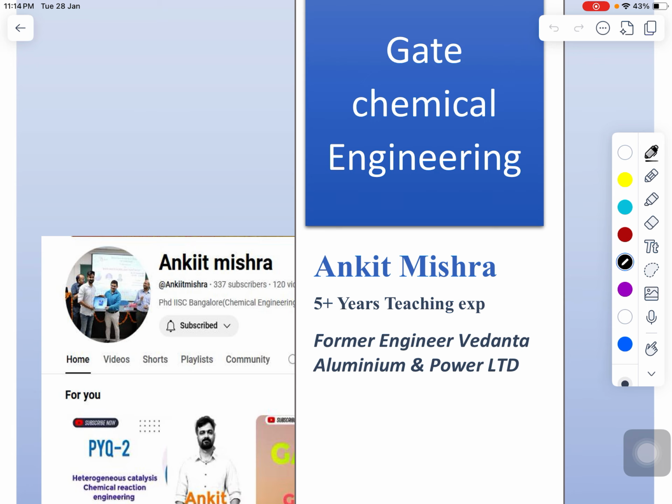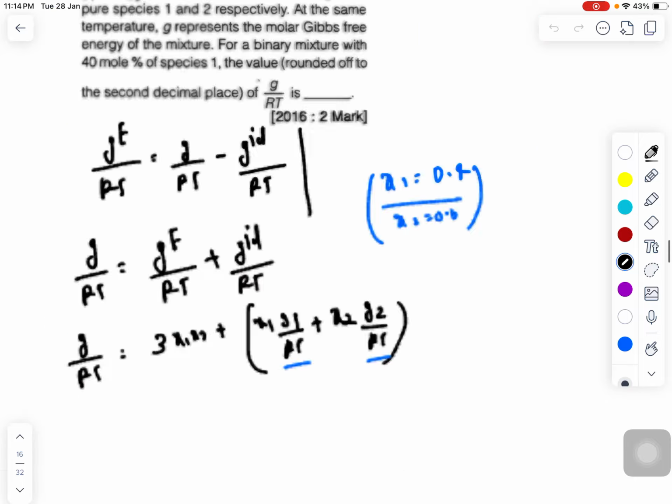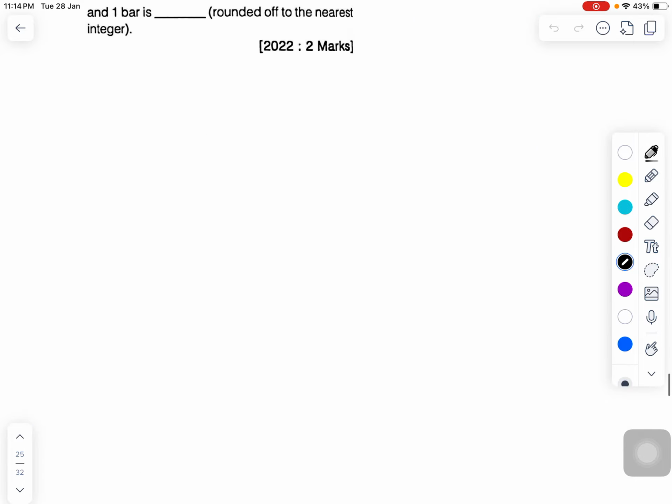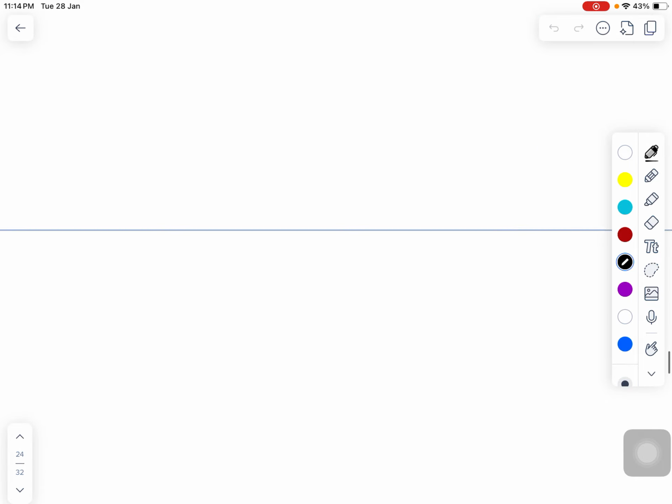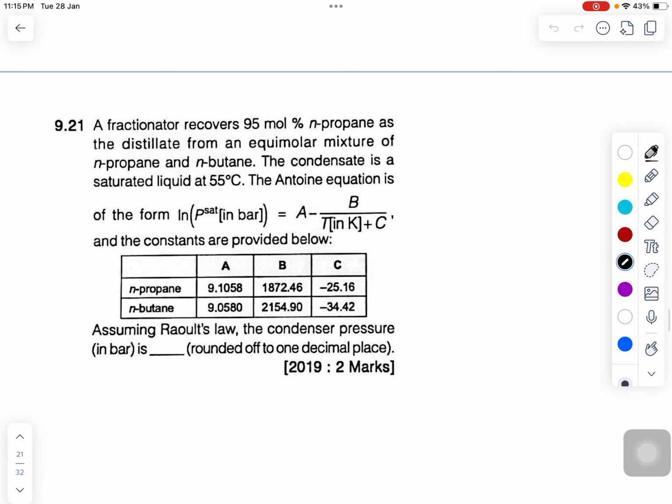So here I am just going to start with the second PYQ series of solution thermodynamics. I have already uploaded one video where I have solved at least 20 questions. Here I'll be moving towards the next question of today's discussion. So I'll be starting with this question. This is also a very important kind of question. So let's start with question 9.21.